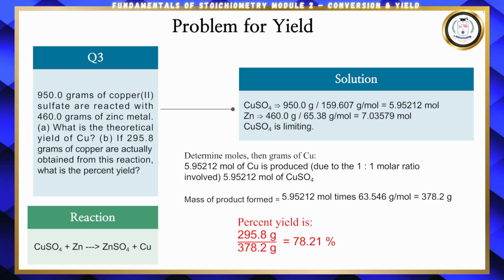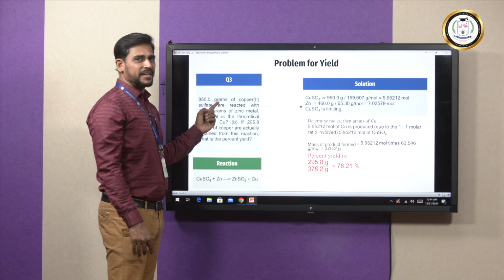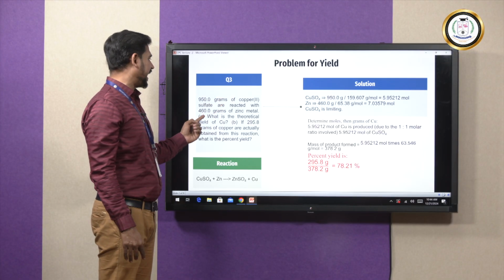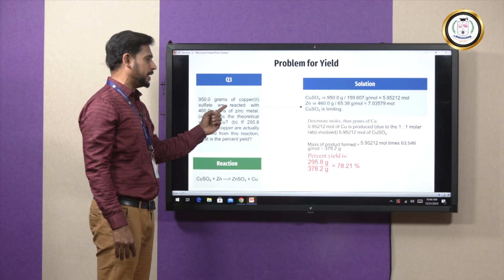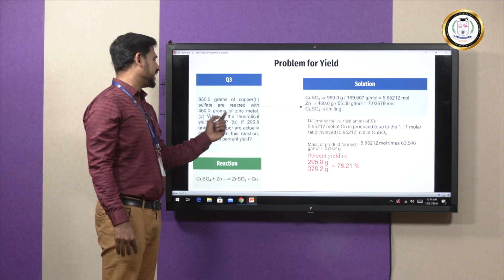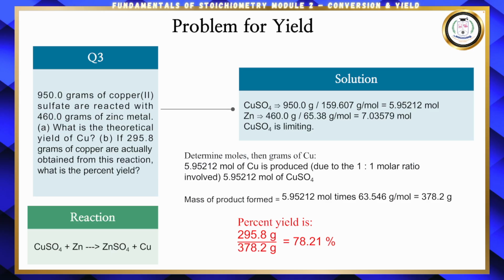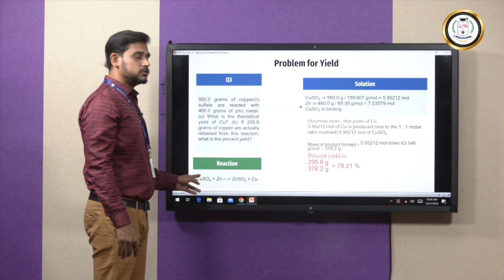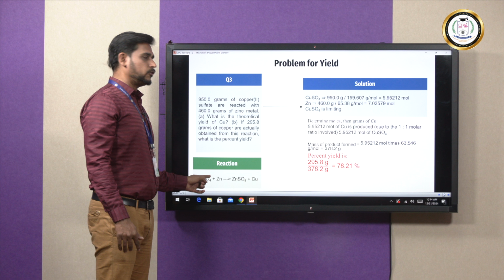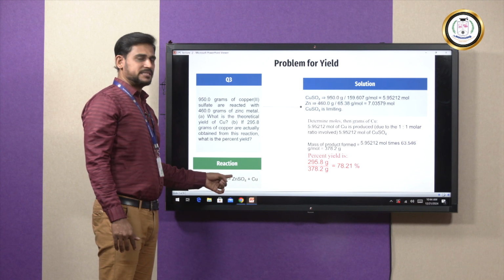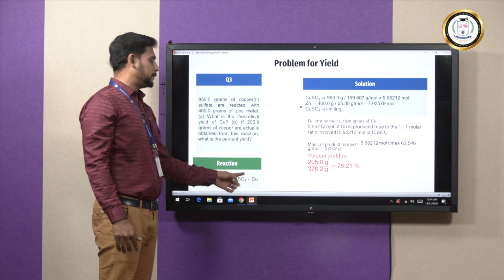Next we want to calculate the yield. Take this problem as an example. 950 grams of copper sulfate are reacted with 460 grams of zinc metal. What is the theoretical yield of copper? If 295.8 grams of copper are actually obtained from this reaction, what is the percentage yield they are asking? So the reaction is CuSO4 plus zinc will give you zinc sulfate ZnSO4 plus Cu.